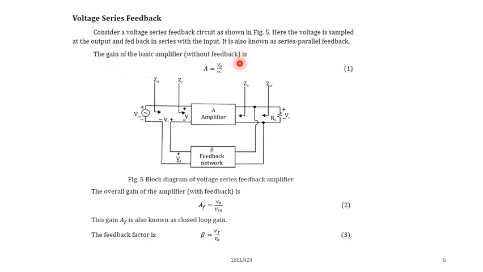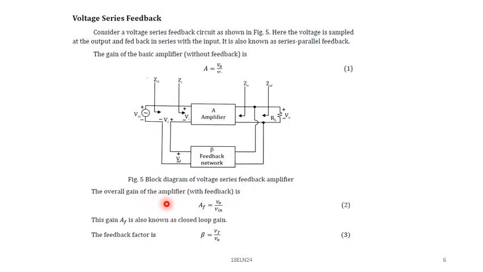First we'll discuss the gain of the basic amplifier without feedback, which is given by A, that is given by V0 by Vi. So V0 is the output voltage here, and this is Vi. So V0 by Vi gives the gain of the amplifier without feedback. I'll write this equation as equation 1.